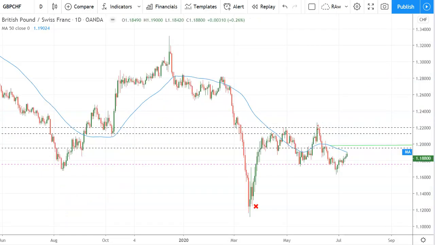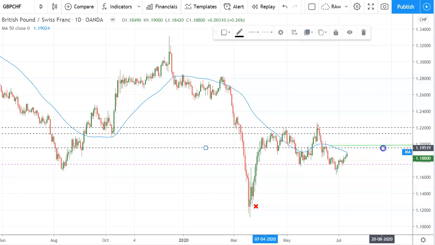Pound Swissy, this is the historical low down here. But this is a very important level here. And so if we get a break of my baseline and a break of this level here at around 194, or just above that, it's actually 195, I will be looking to see if we can get a retest of this area through here.